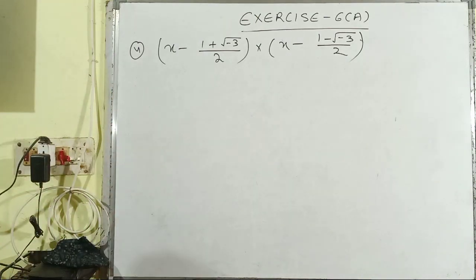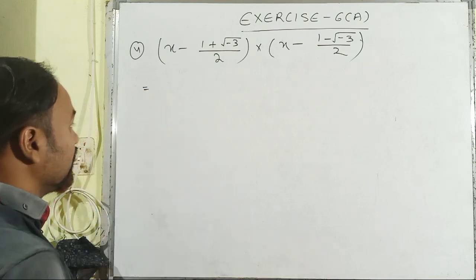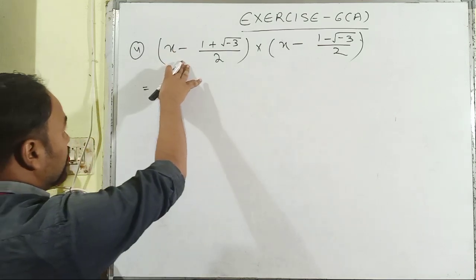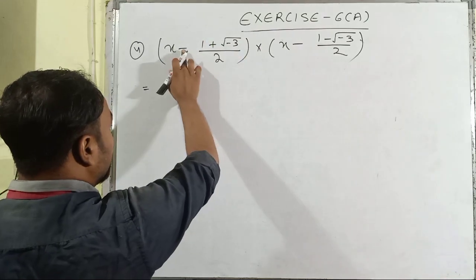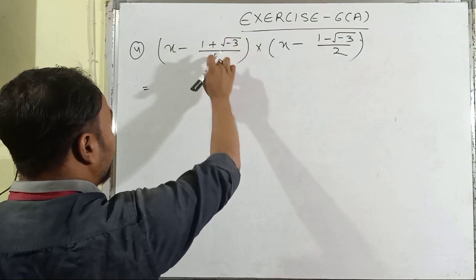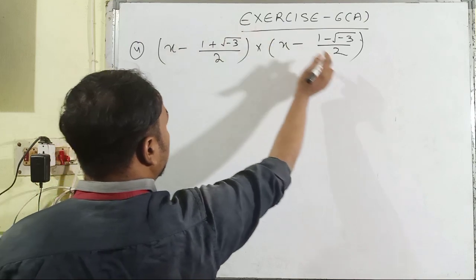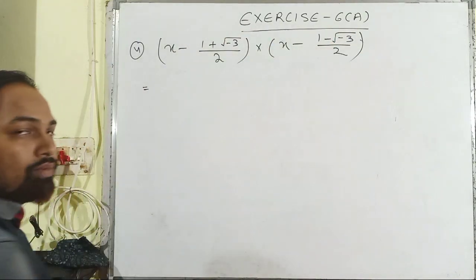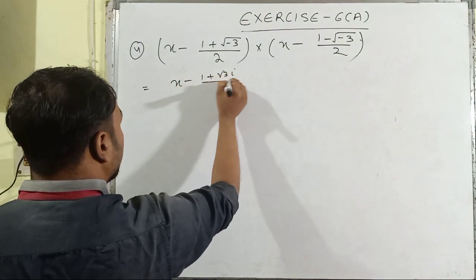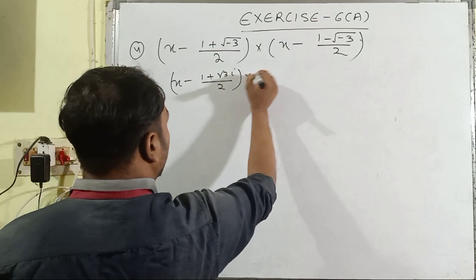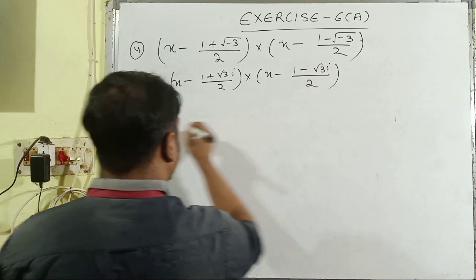We can solve this problem by using two methods. First of all, let us see by using one method. We have to shift this minus term towards this expression, that means we have to multiply this term, 1 plus root of minus 3 by 2, with a negative sign. First of all, convert this square root of minus 3 into the imaginary form. So it will be x minus (1 plus root 3i) divided by 2, and here also x minus (1 minus root 3i) divided by 2.